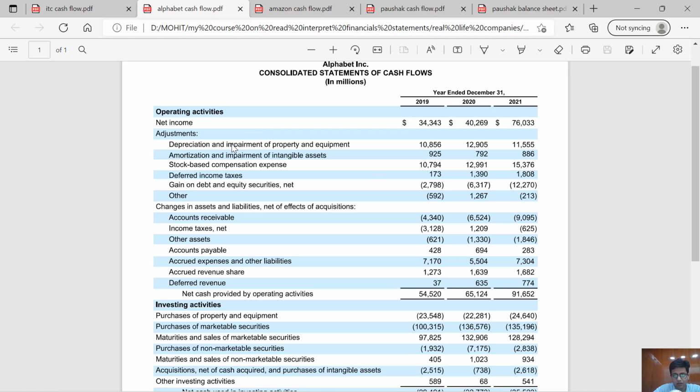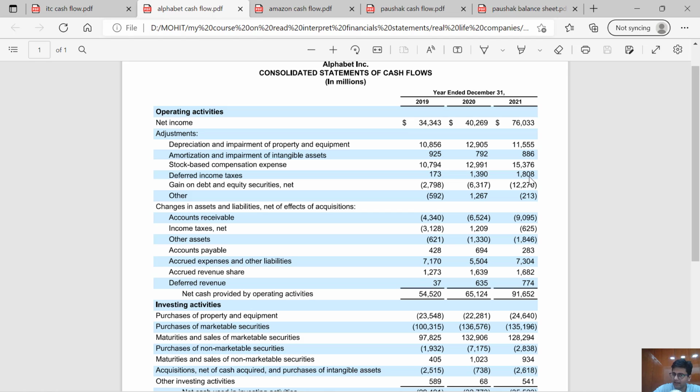To this we add our non-cash expenses: depreciation, amortization, impairment of intangible assets. These are all non-cash expenses. These are basically journal entries put up in the income statement. So we add these back. Similarly with stock-based compensation expense, it is not an expense in cash. You literally pay it with Google stock. So we add this back.